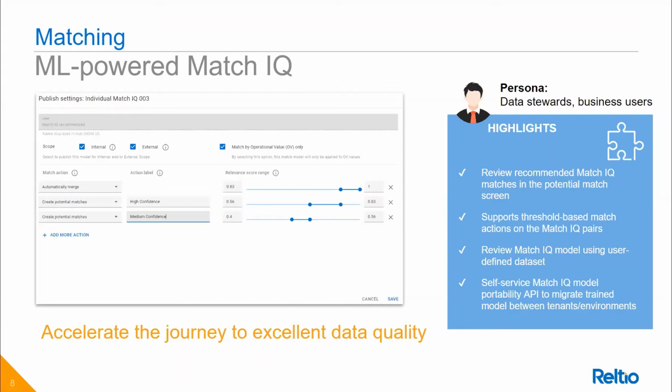Now we are excited to announce the self-service Match IQ model portability API. What this means is you will be able to do this without needing to create a support ticket to move your models between tenants or even between environments. So these are some of the features that we have added in Match IQ for 2021.2.